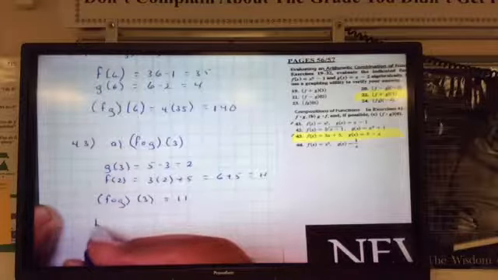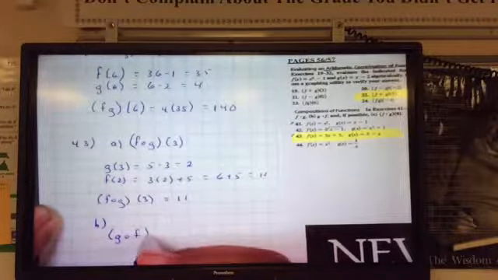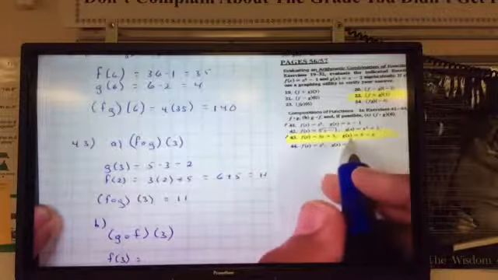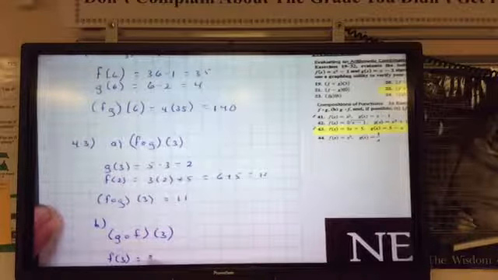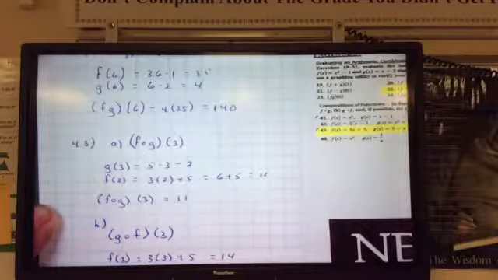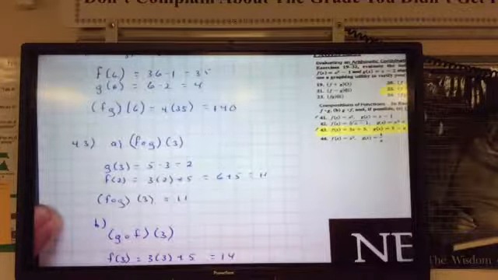Now for part B, we're going to reverse that, and we're going to do g of f of 3. So I plug 3 into f first. F of 3 is going to be 3 times 3 plus 5, which is 14. 14 now goes into g. G of 14 is going to be 5 minus 14, which is negative 9.